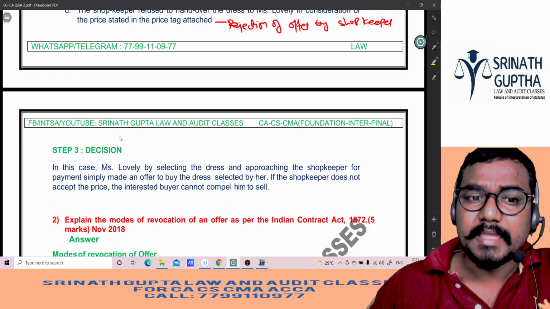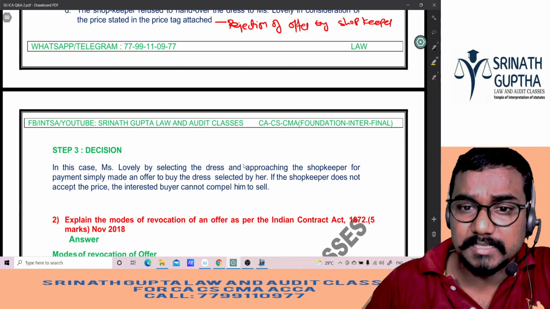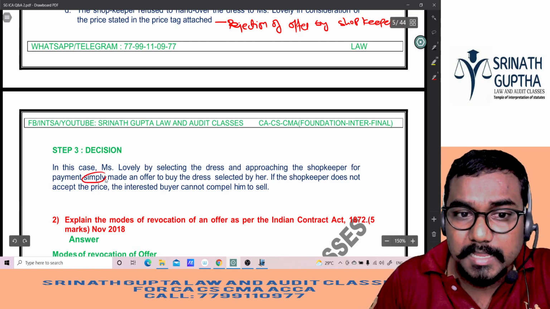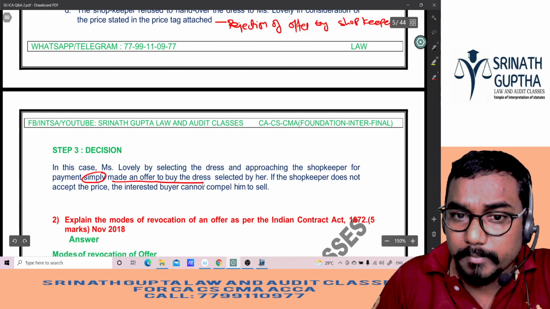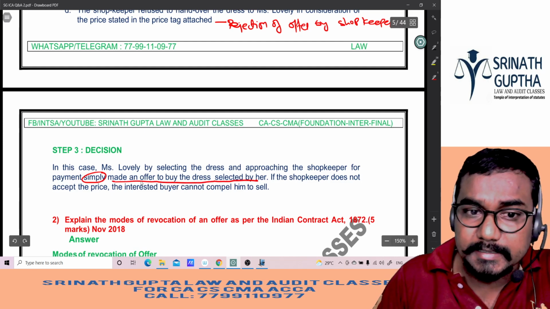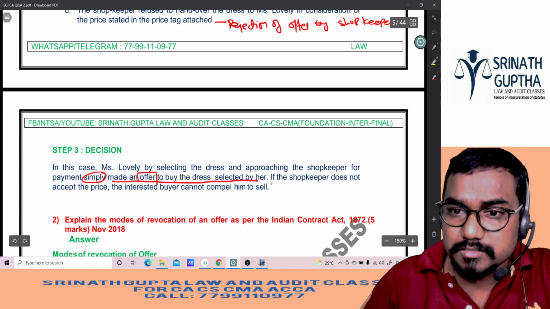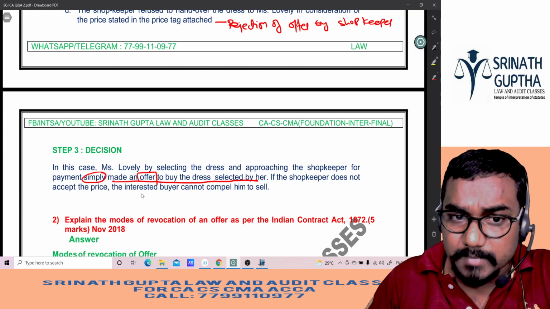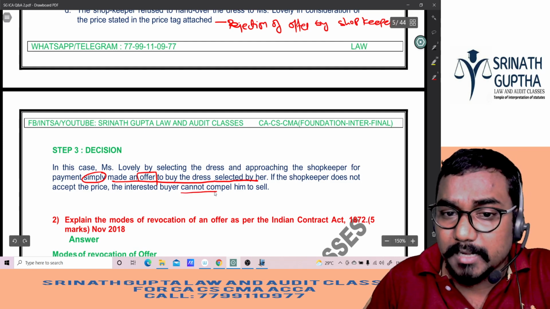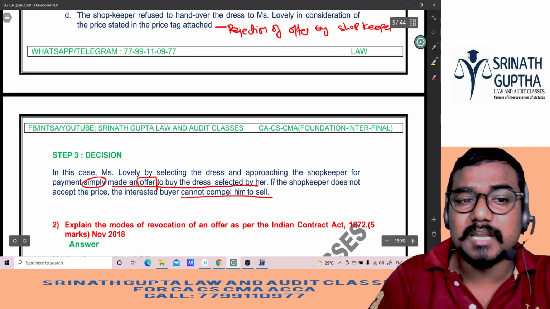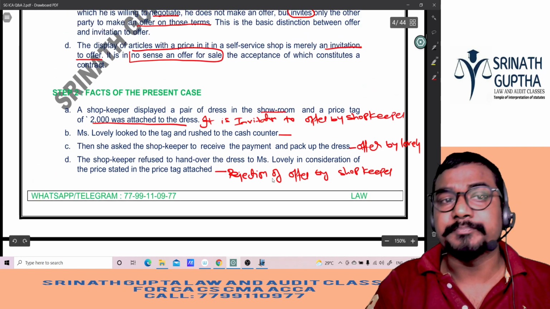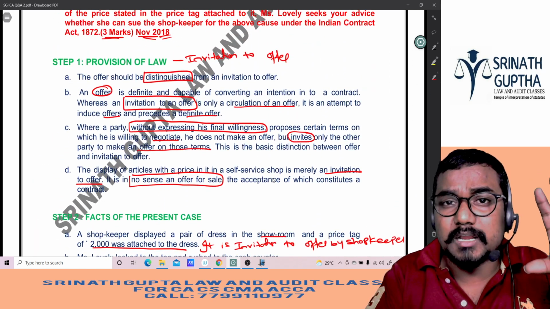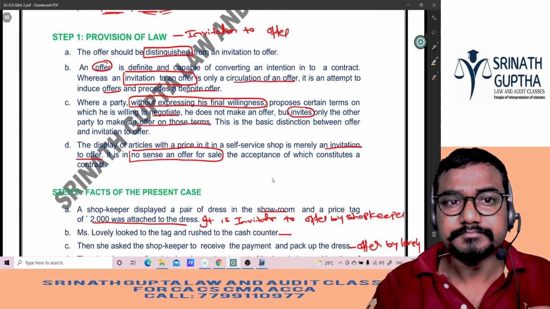Answer: decision. In this case, Lovely, by selecting the dress and approaching the shopkeeper for the payment, simply made an offer to buy the dress selected by her. It is simply an offer. So if the shopkeeper does not accept the price, Lovely cannot compel him to sell, because an offer need not be accepted mandatorily. So we have written the meaning of offer and the meaning of invitation to offer in step number 1.